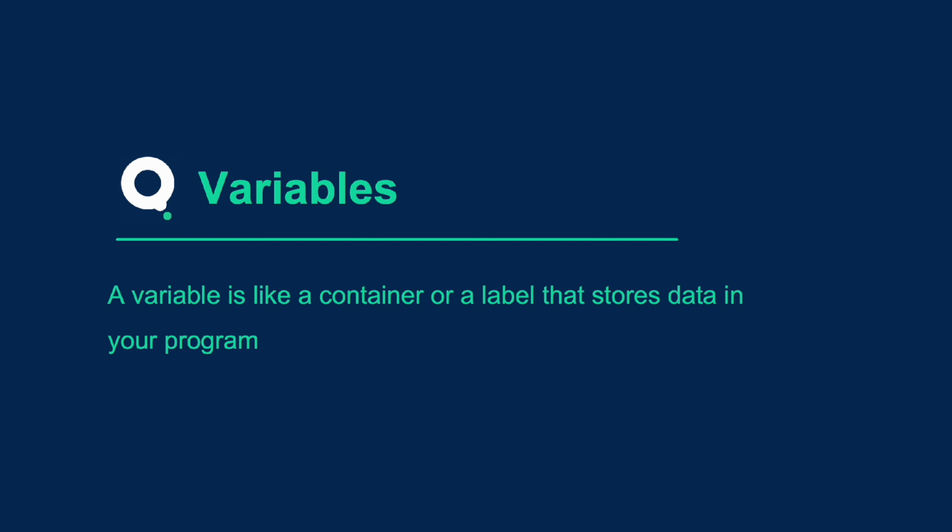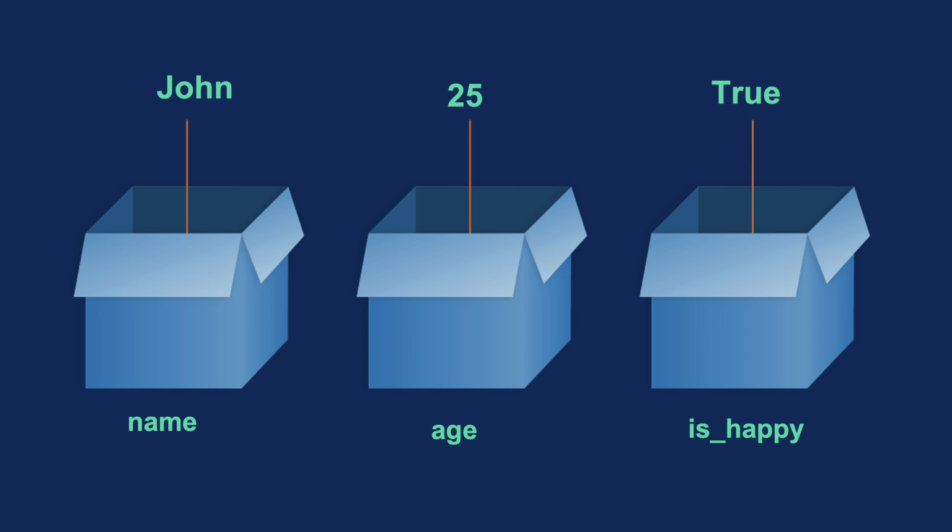Let's begin with variables. A variable is like a container or a label that stores data in your program. It holds a value that can change as the program runs. Think of it like a box where you can store an item and you can swap that item anytime. Here, name stores the text John, age stores the number 25, and is_happy stores the boolean value True.